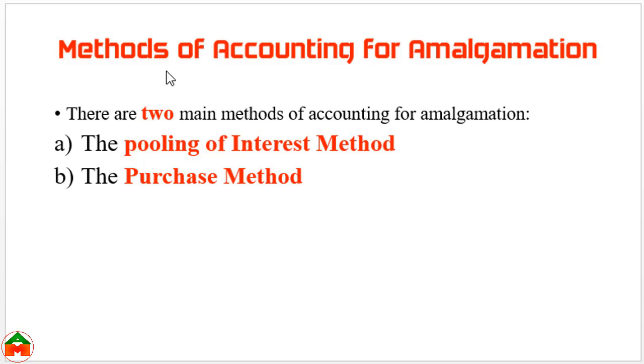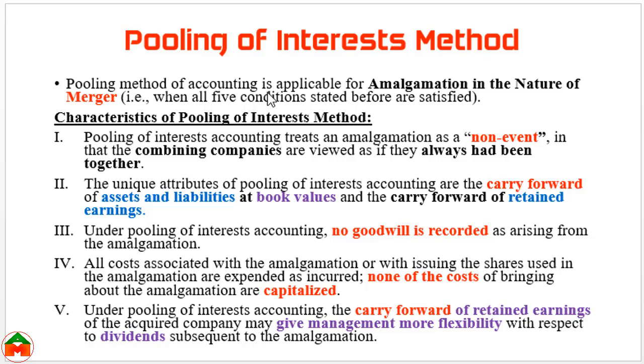From the previous tutorial, we have learned that there are two methods of accounting for amalgamation. The first method is the pooling of interest method and the second method is the purchase method. We already know that we apply the pooling of interest method when the amalgamation is in the nature of merger, and an amalgamation in the nature of merger is considered when all the five conditions stated before are satisfied.